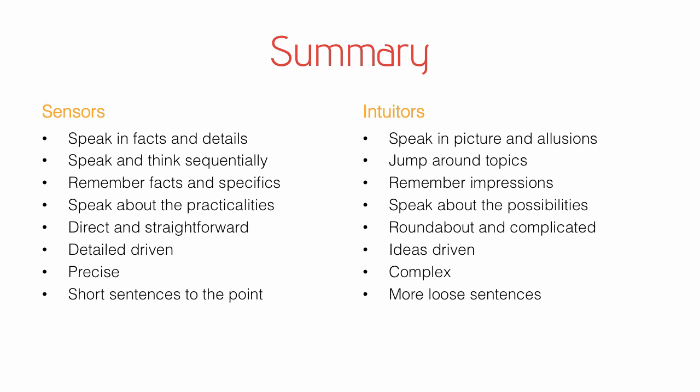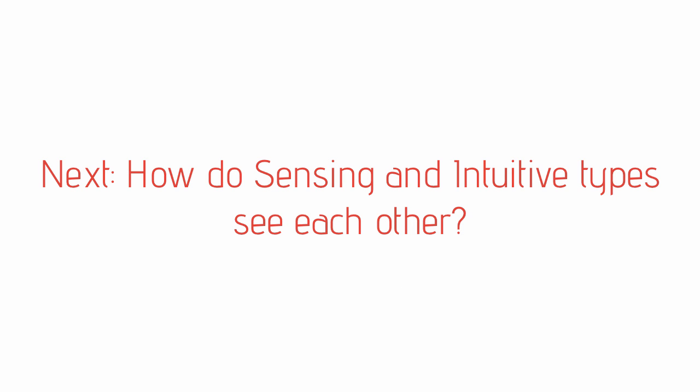So now we know how to spot sensing types and intuitive types. Next we'll look at how sensing and intuitive types see each other.